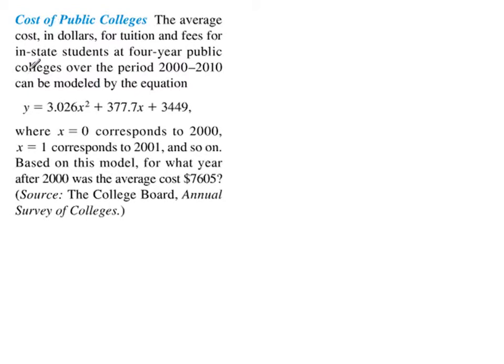It says the average cost in dollars for tuition and fees for in-state students at four-year public colleges over a period of 2000 to 2010 can be modeled by this equation, where x equals 0 corresponds to 2000, x equals 1 corresponds to 2001, and so on. Based on this model, for what year after 2000 was the average cost $7,605? So they're pretty much telling us the cost is 7,605.